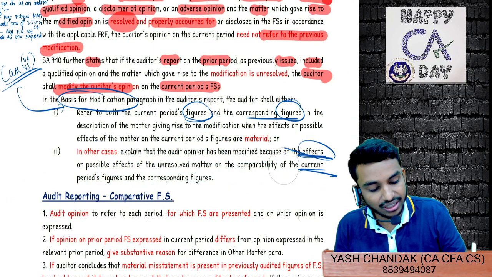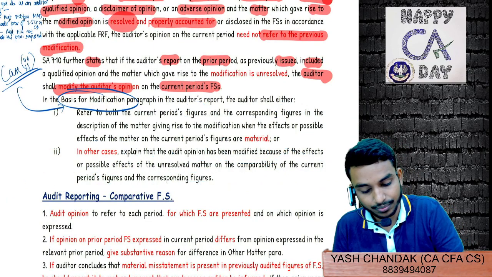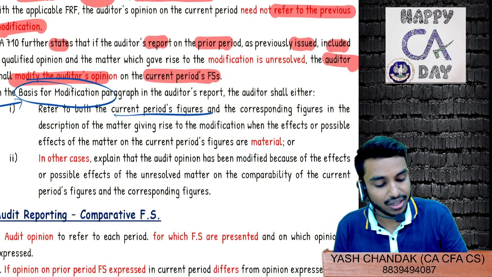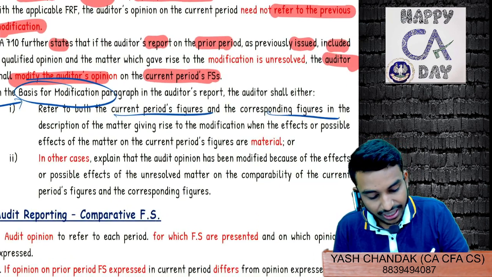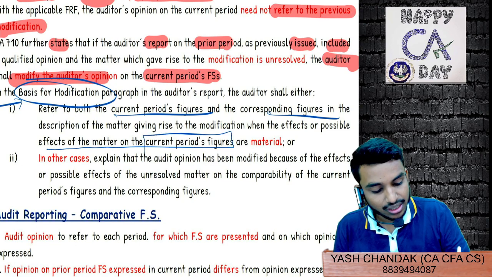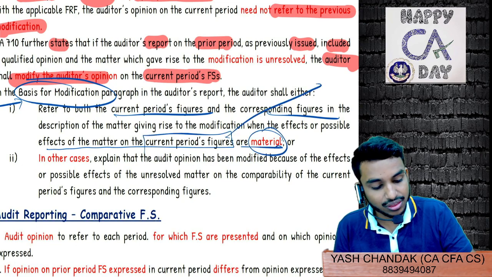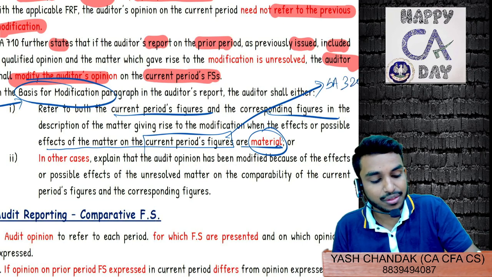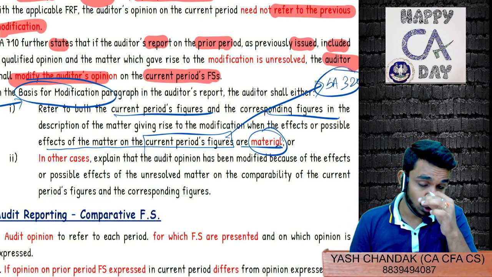Second point is when in other cases, that means what? So in the current period figures and the corresponding figures, this current period figure जो है ना ये तुम्हारी, this is actually a material figure. That means it is breaching the threshold as per SA 320. As per SA 320, this is a material amount and disclosure.